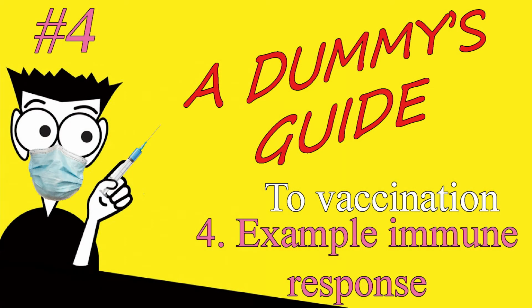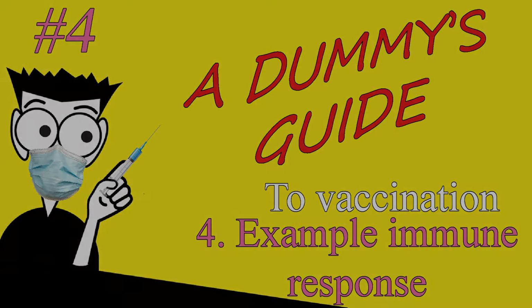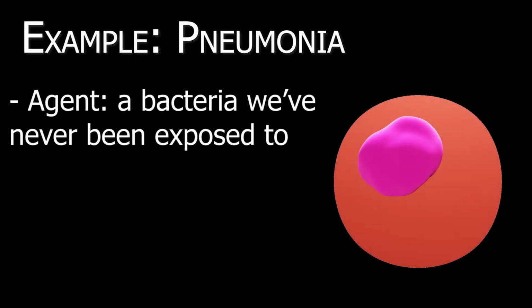Now let's take a look at an example immune response. This will give you a basic idea of how our immune system reacts to infection, and then we'll build on this knowledge using infections we vaccinate against as examples. Let's base our example on community-acquired pneumonia. It'll be caused by a bacteria or agent that we've never previously been exposed to.